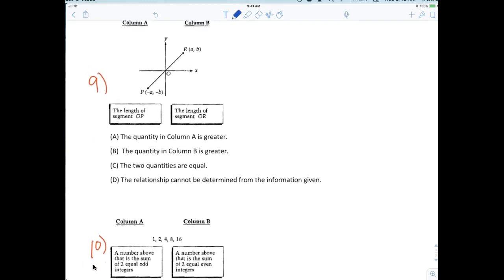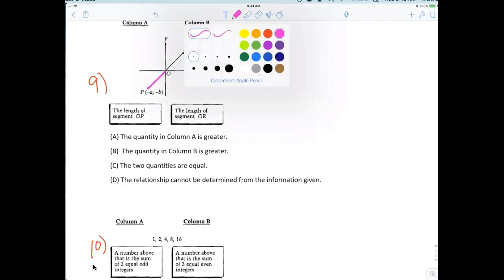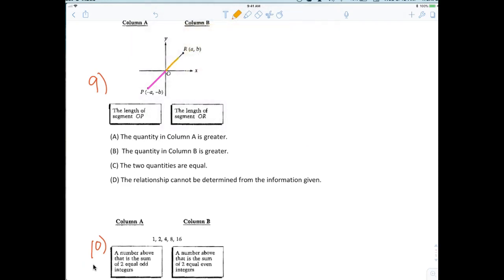Okay. So, the length of segment OP. I'm going to draw this, OP, and OR. Now, if I had no idea, I would probably say they're what? If you put C down and you don't even know why, I'm happy, because at least you're thinking about it, reasoning, saying it's probably true. Now, how do I know that's true?